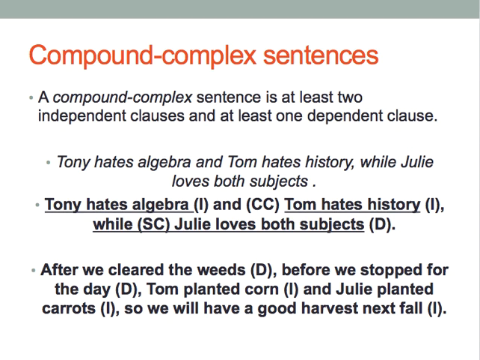And you can make some pretty long and drawn out, very compound complex sentences with this construction. You can see how many different dependent clauses can be supported by different independent clauses. In this bottom sentence, we have three independent clauses and two dependent clauses. After we cleared the weeds, that's dependent. Before we stopped for the day, dependent. Tom planted corn, independent. And our coordinating conjunction, Julie planted carrots, independent. So, another coordinating conjunction, we will have a good harvest next fall, independent.